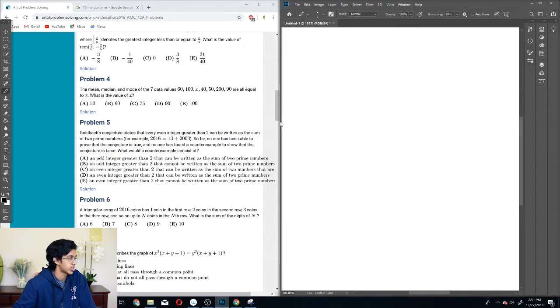What would a counterexample consist of? So basically, it does have to prove this is not true, so it has to be an even integer greater than 2 that cannot be written as a sum of 2 prime numbers. So, even integer greater than 2 that cannot... Yeah, okay, E.